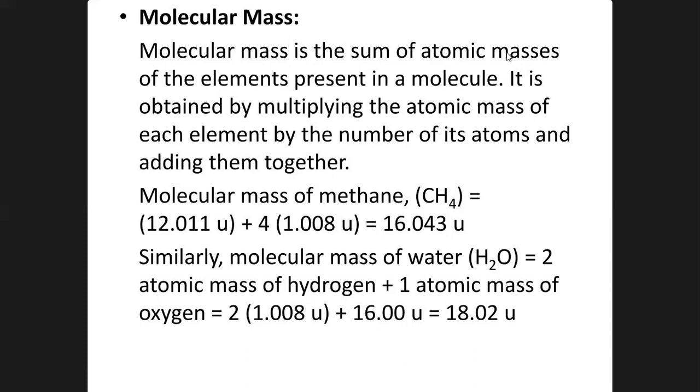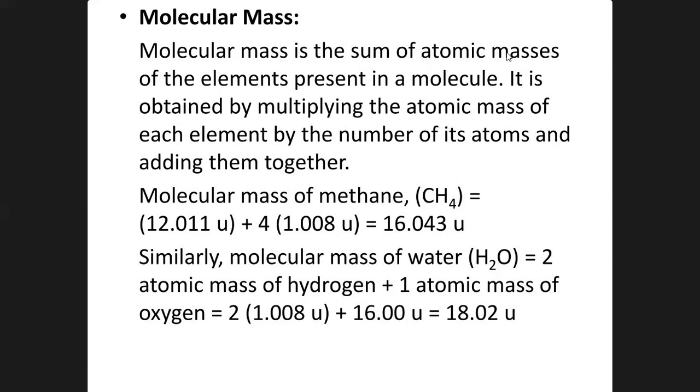So, for example, if I have a molecule that is methane, the carbon and hydrogen are there. 12 is the atomic mass of carbon, which we have just calculated. 1.008 U is the mass of hydrogen, and since we have four hydrogen atoms here, after multiplying 4 with 1.008, that is about 4, and 4 plus 12 is 16.04 U. That is the atomic mass, or you can say the molecular mass, of the molecule.